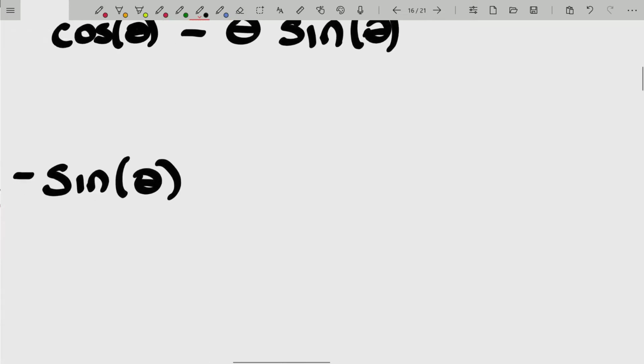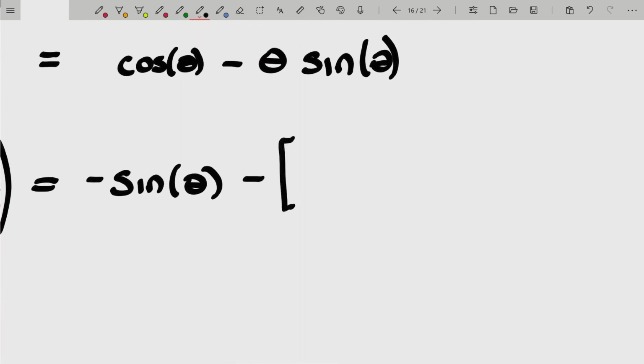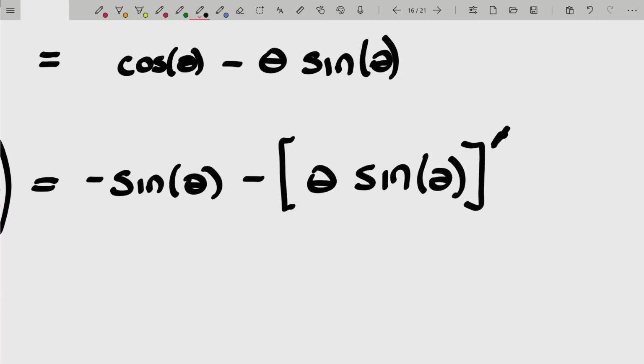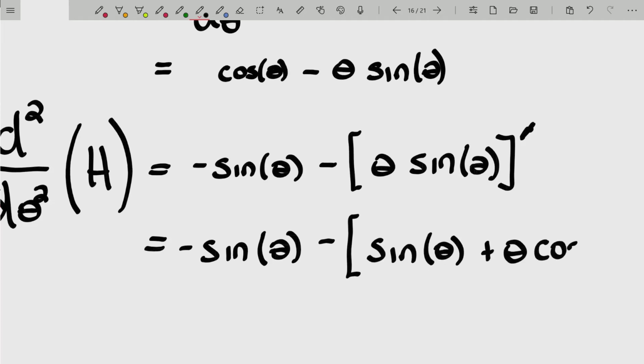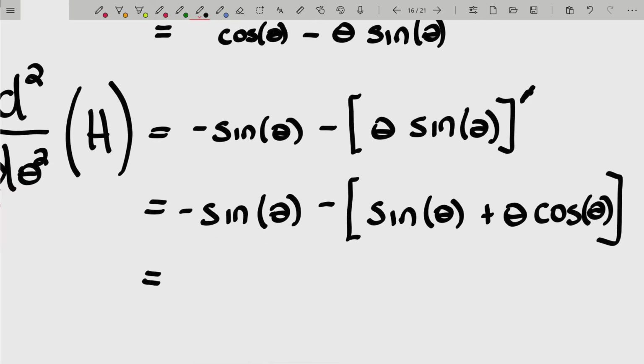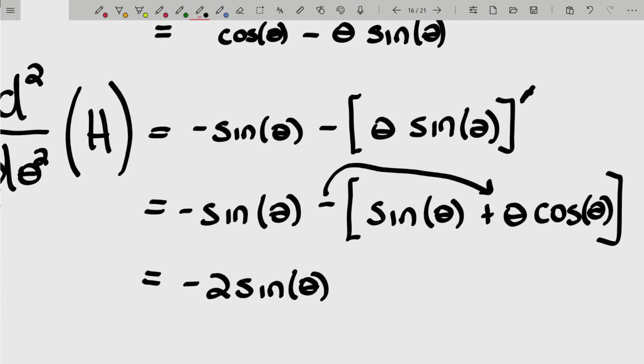And then minus, and I actually would do this in 2 steps here, minus the derivative of theta times sine of theta. And the only reason why I'm taking my time with this is because that stupid minus sign can throw me off. So let's see, we have a negative sine of theta, minus, and then keep that in a group. Derivative of theta is 1 times the sine, plus theta times the derivative of the sine, which is the cosine. And then I will distribute the negative through. Negative sine minus another sine is a negative 2 sine of theta. And then negative times this is a negative theta cosine of theta.